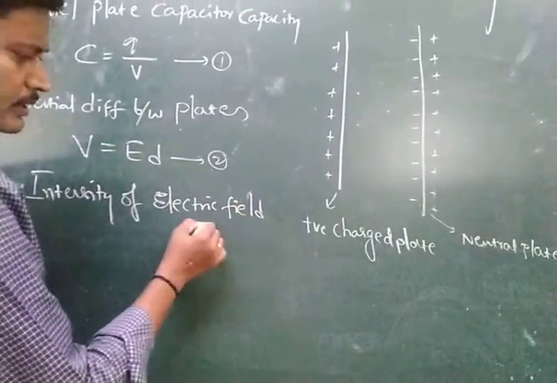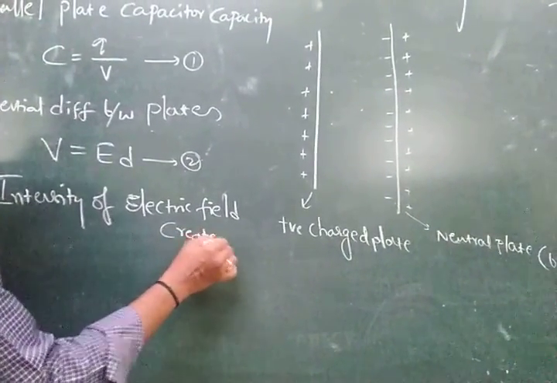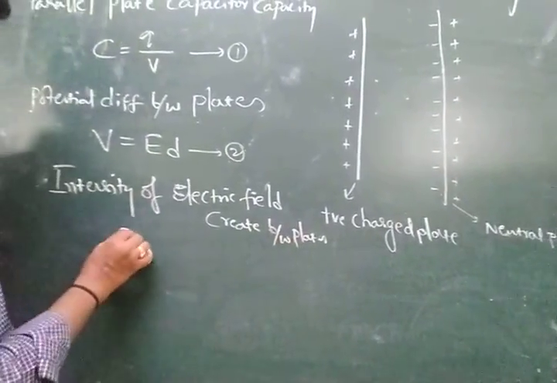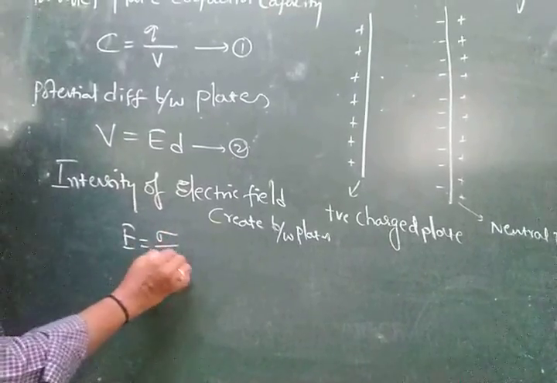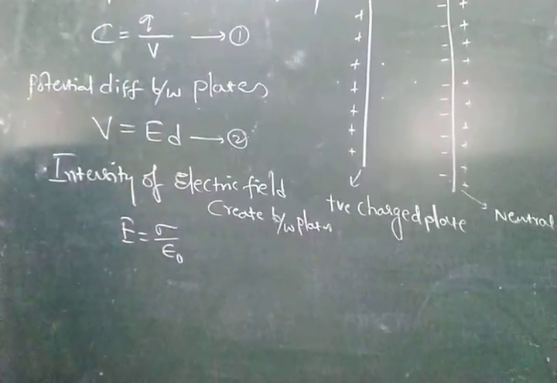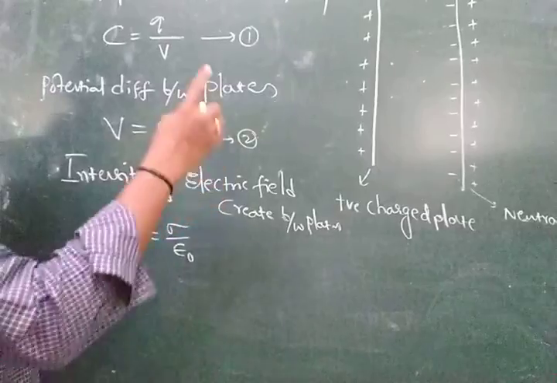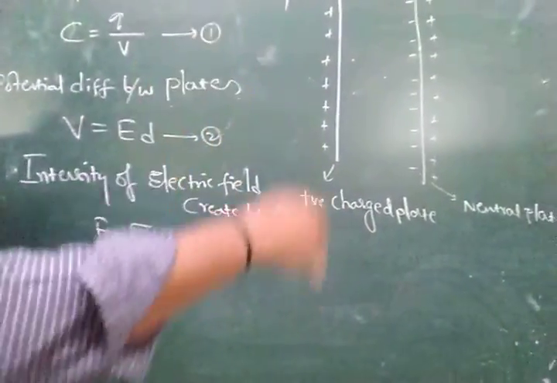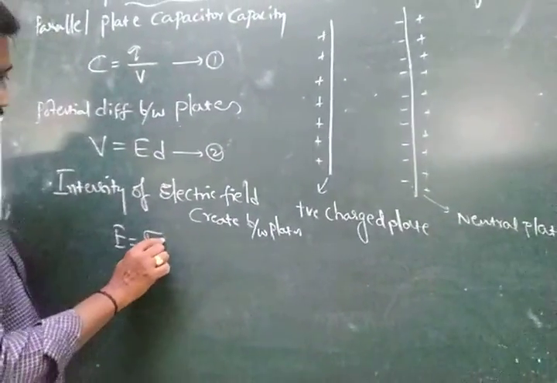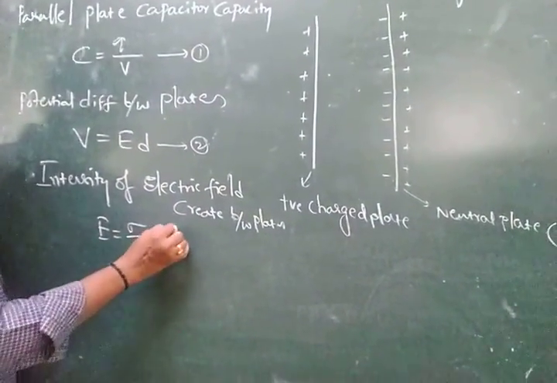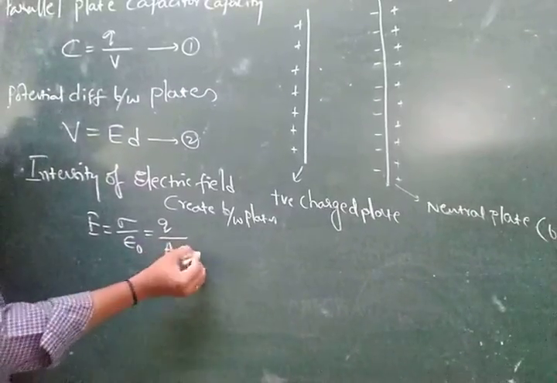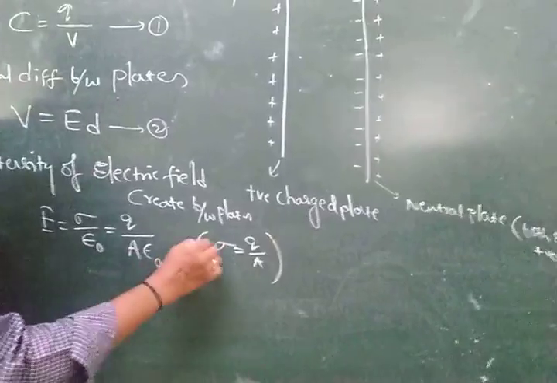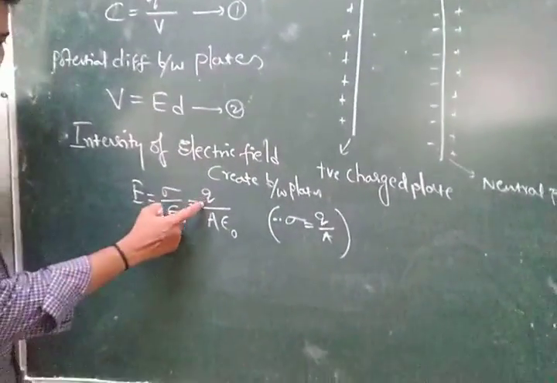So the electric field created between the plates is E equal to sigma by epsilon naught. Sigma is nothing but surface charge density, because capacitor plates behave like an infinite charged sheet. So surface charge density sigma is Q by A, charge by area, and E is Q by A epsilon naught.